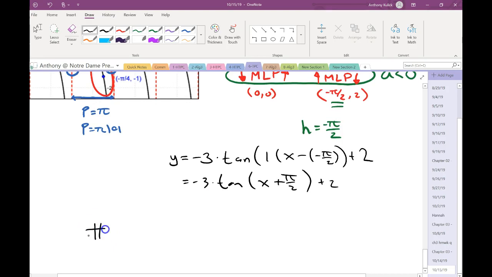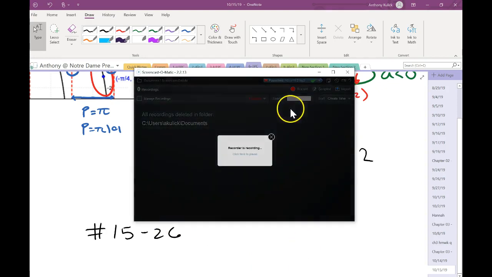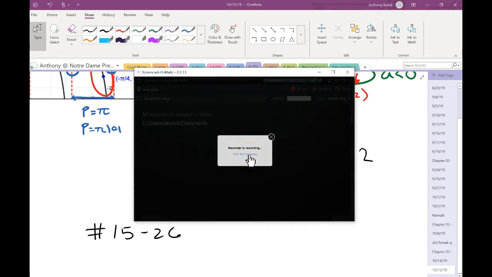So from the homework, I want you guys to do 15 to 26. This is the last set of topics here for Chapter 3. So we have a test coming relatively soon. We'll talk about this homework assignment next time, and then we'll get you guys the review, talk about what to expect on the test, and then figure out where we're going to go from there, okay?